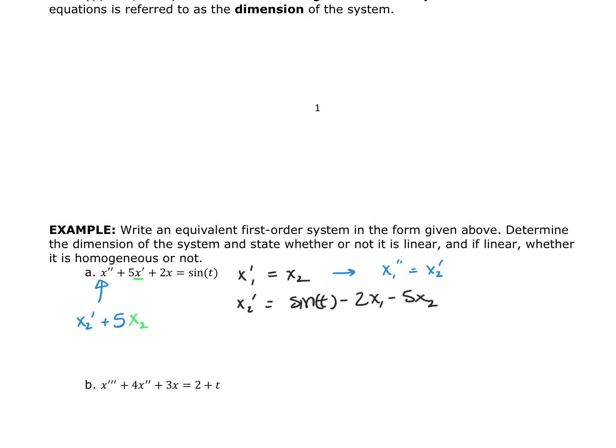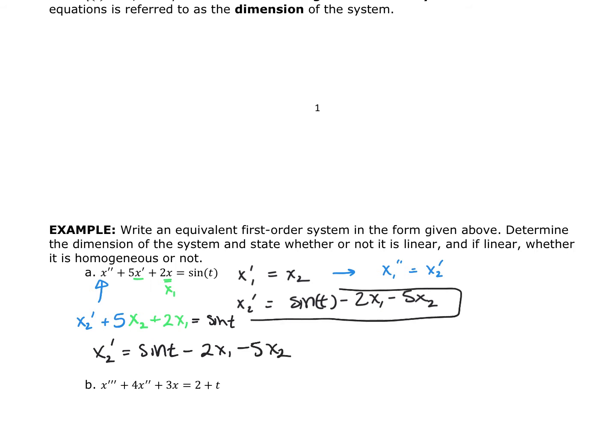My x is just going to be x sub 1. So I have plus 2x sub 1. This still equals the sine of t. So if I solve for x sub 2 prime, I'm going to end up with the sine of t minus 2x sub 1 minus 5x sub 2. So here are my two equations that I have.